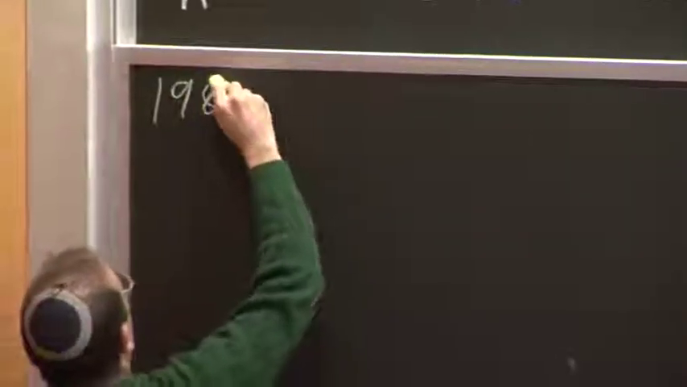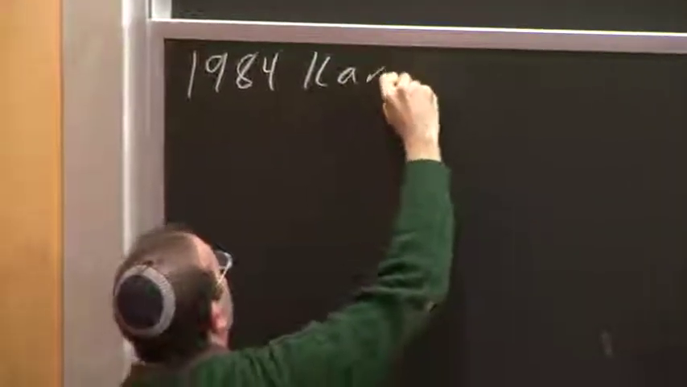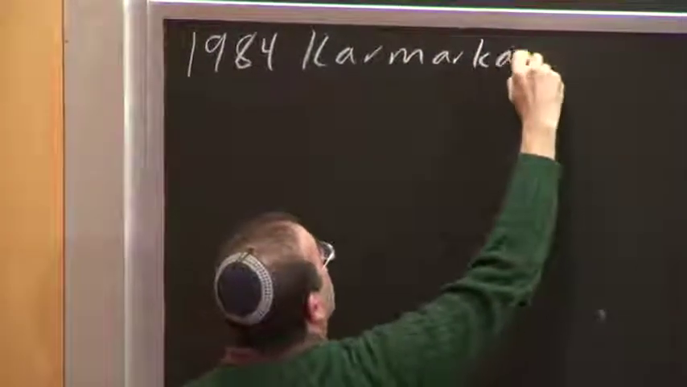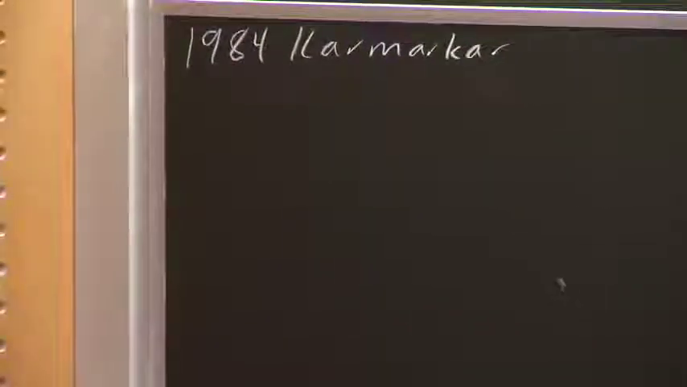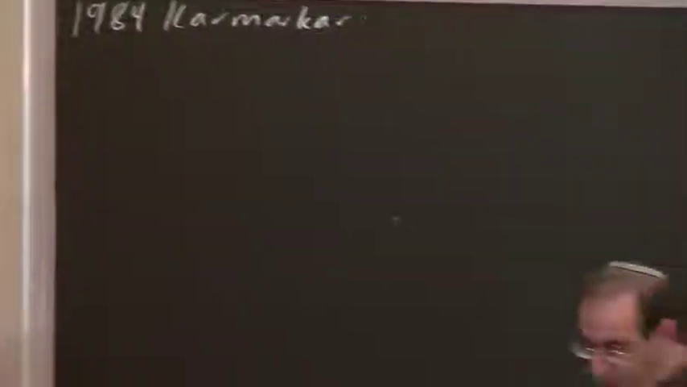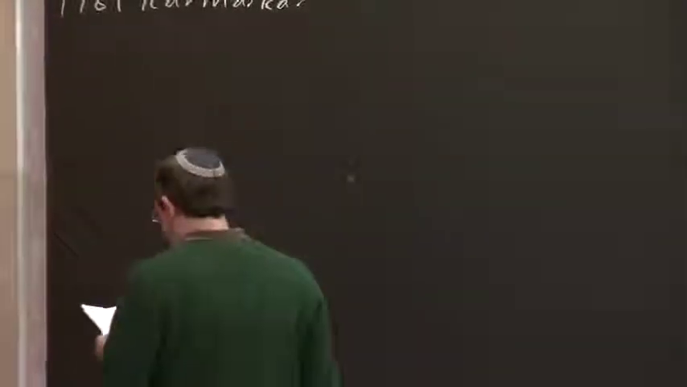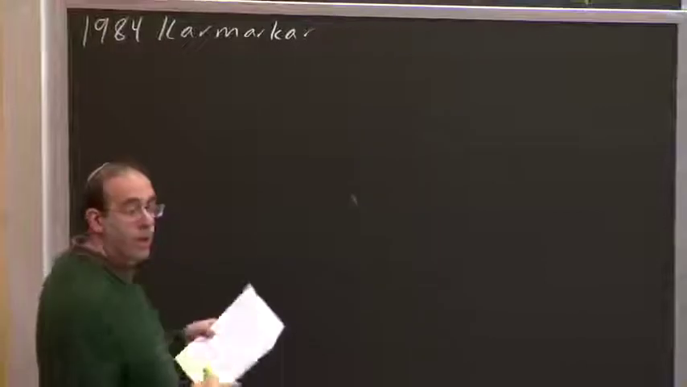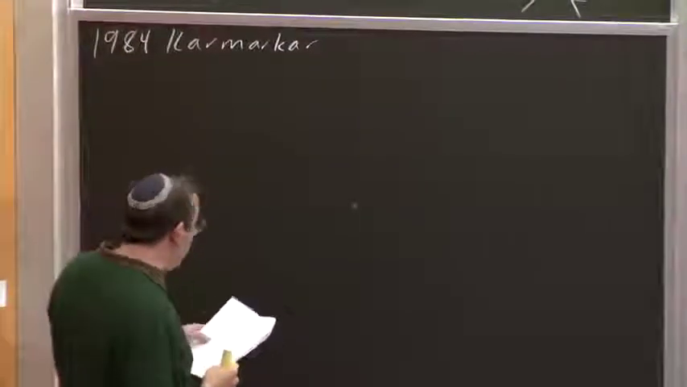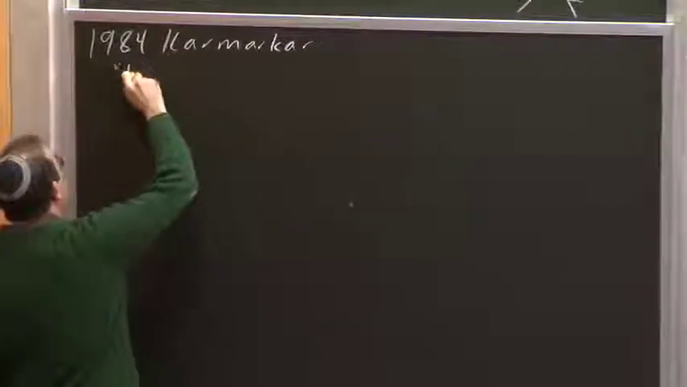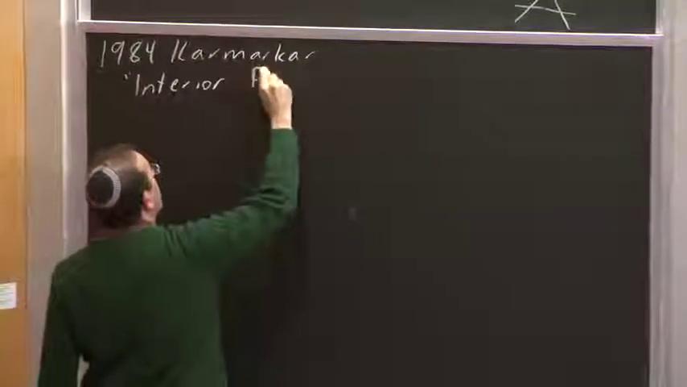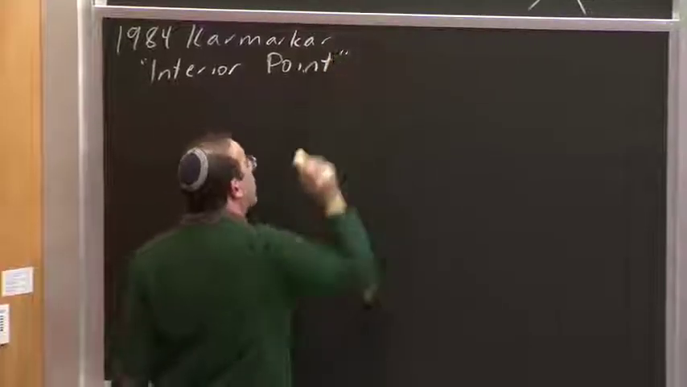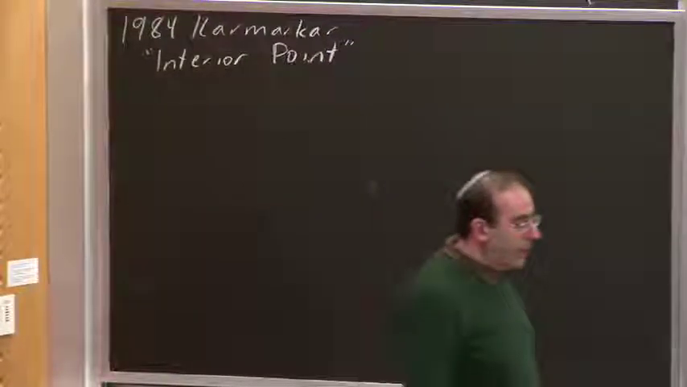But there was a breakthrough in 1984 by a guy named Karmarkar, who was at AT&T Laboratories at the time. And he had this new perspective on how one solves linear programs. They go under the general label of interior point methods. So let's explain what's meant by interior points.